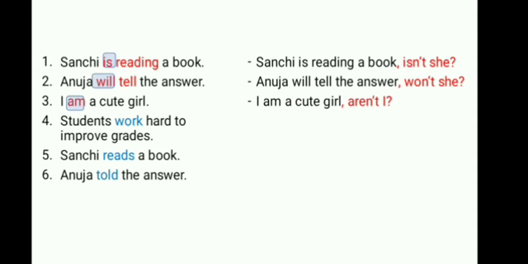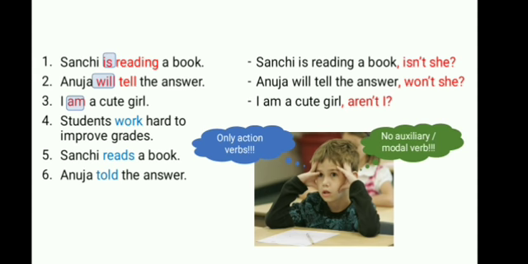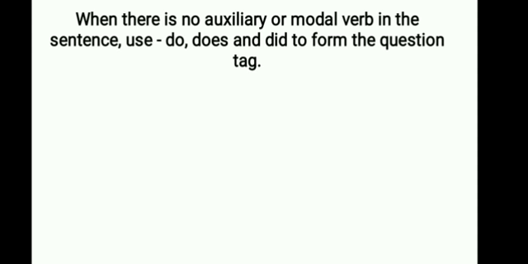I think it's a bit confusing when such a question arises, when only action verbs are there, like the main verb, and it has no auxiliary or modal verb. Students often get confused about how they would form a question tag. So here is a solution for that. When you do not have any auxiliary or modal verb present in the sentence, then you have to make use of the verbs do, does, and did.